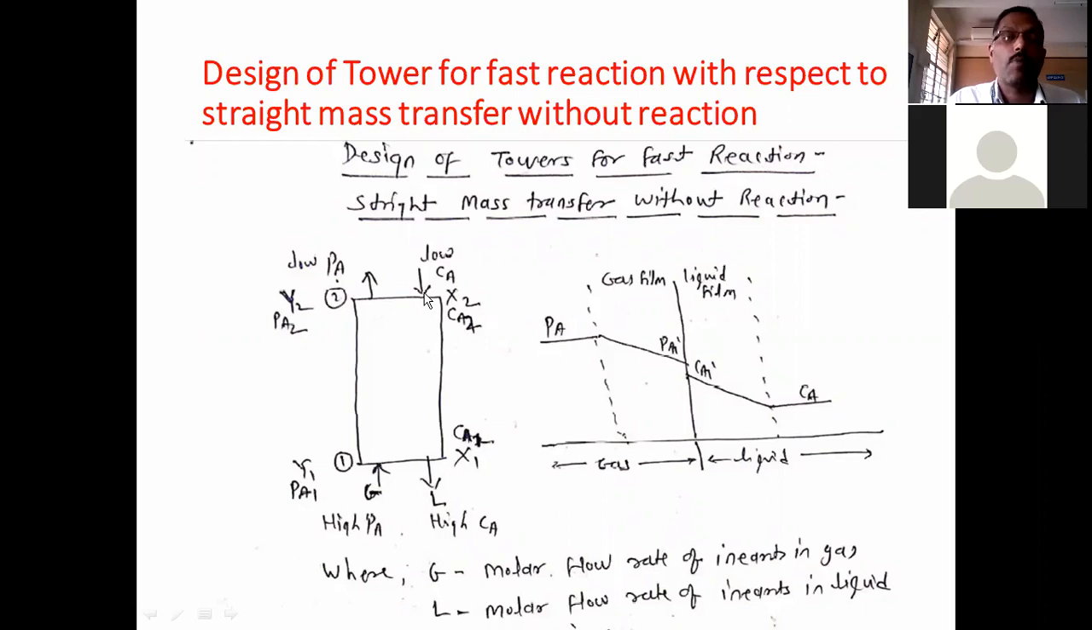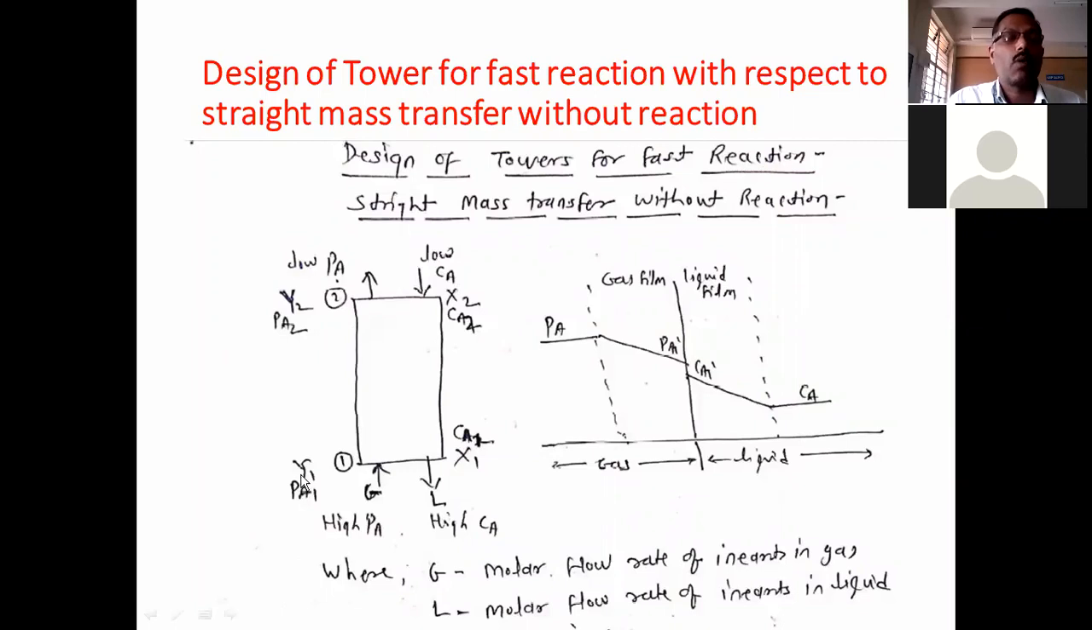From the top of the tower, this non-reacted liquid is passed in, and we measure the concentration of A at the top. From the bottom, it is the high Ca, and at the top the low Ca. It is high at the bottom because the solute diffuses into, or is soluble in, the liquid. So high Ca will be there, and these points 1 and 2 we consider.